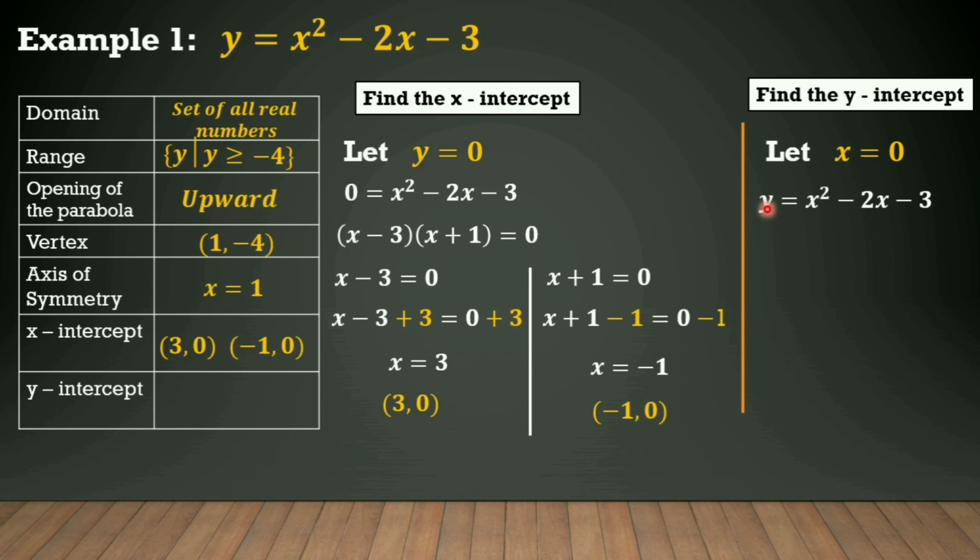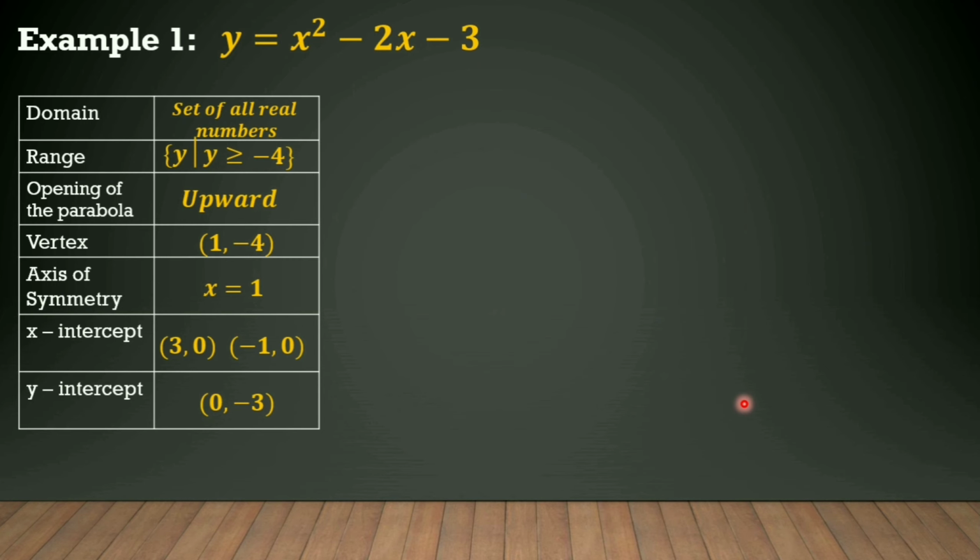So, this is the equation. Papalitan lang natin lahat ng x ng 0. Okay, so y is equals to 0 squared minus 2 times 0 minus 3. So, any number multiplied by 0 is equal to 0. So, meaning ito, 0 na lahat. Kaya ang natira na lang ay yung constant term natin na negative 3. So, our y-intercept is 0, negative 3. 0 because that is our x. Then, y natin is negative 3. So, that is our y-intercept.